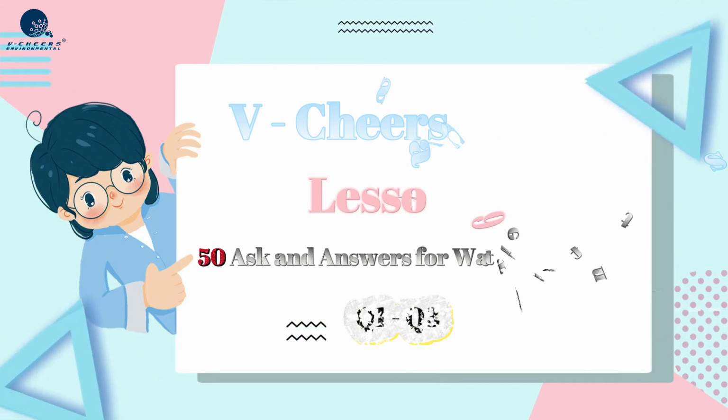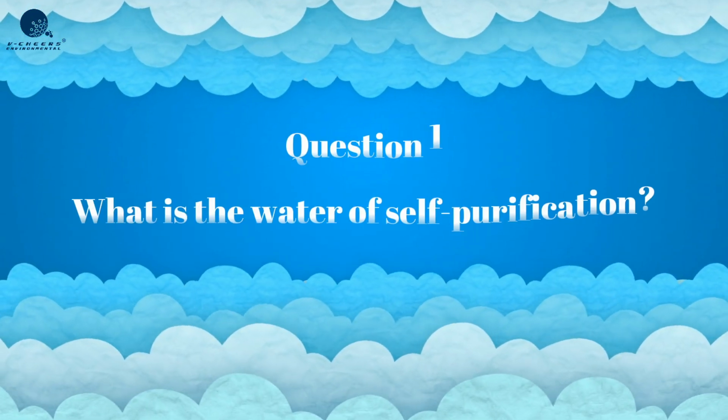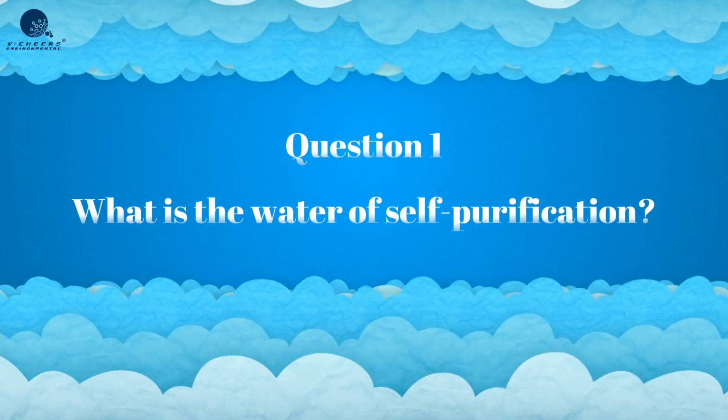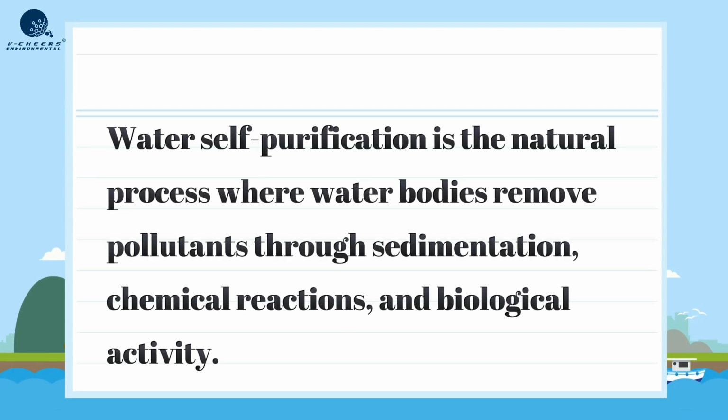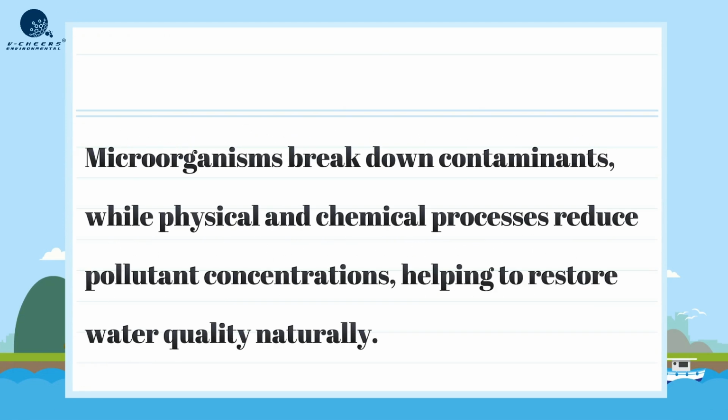Question 1 to Question 3. Question 1. What is water self-purification? Water self-purification is the natural process where water bodies remove pollutants through sedimentation, chemical reactions, and biological activity. Microorganisms break down contaminants, while physical and chemical processes reduce pollutant concentrations, helping to restore water quality naturally.